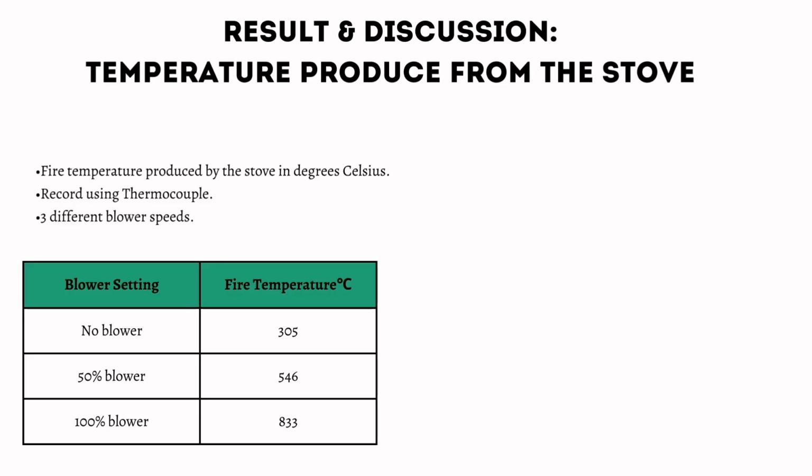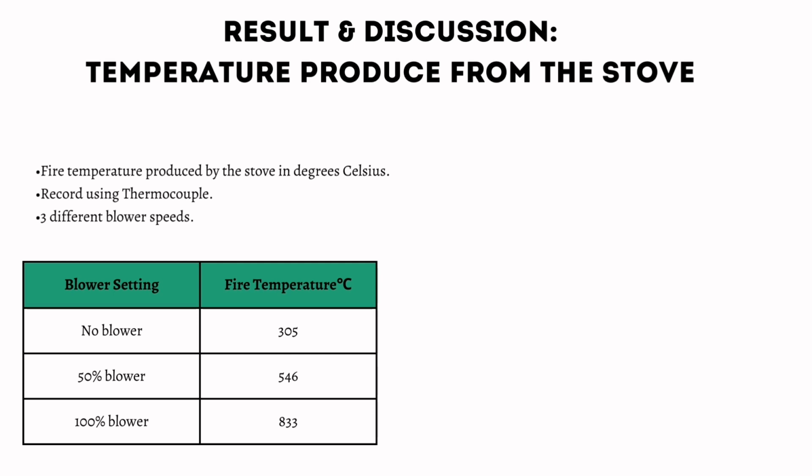Next is the result and discussion from our project experiment. For the first one, the temperature produced from the stove. We measure the fire temperature produced by the stove in degrees Celsius. We record them using a thermocouple. The conditions differ by the three different blower settings.